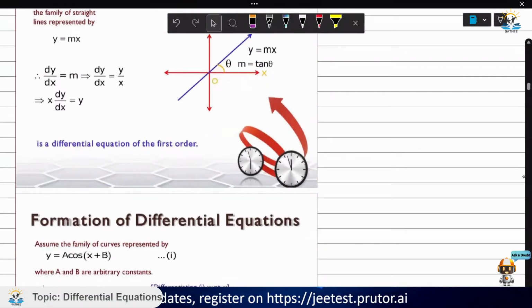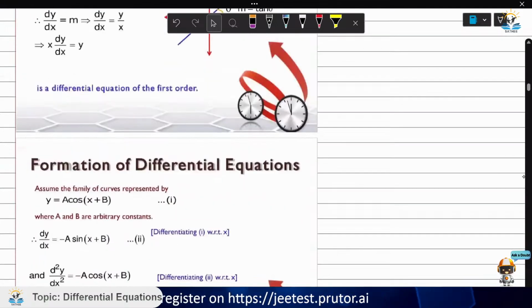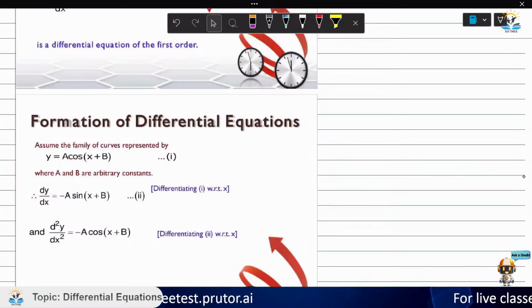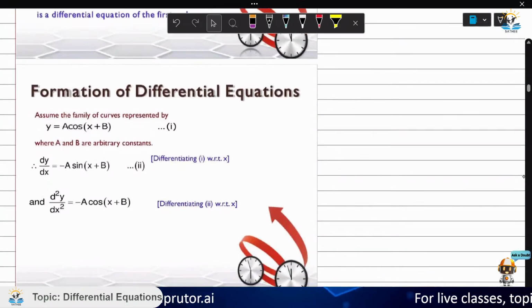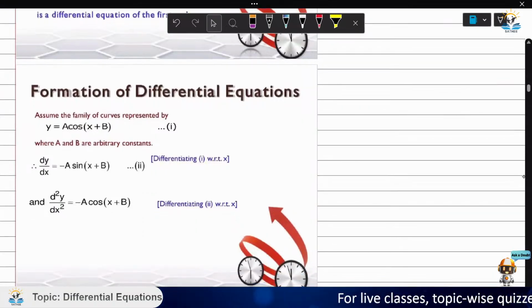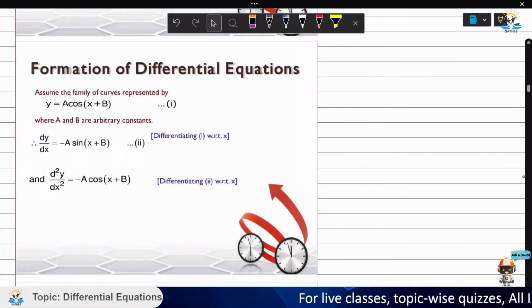And this is the differential equation of first order. So we'll understand what order and degree mean for a differential equation in further slides. Formation of a differential equation. Okay, so we have y is equal to a cos x plus b, where a and b are arbitrary constants.